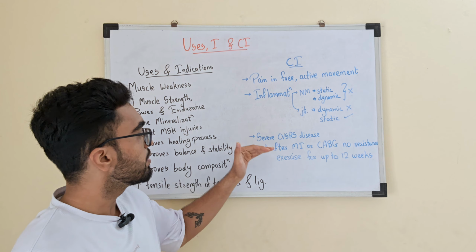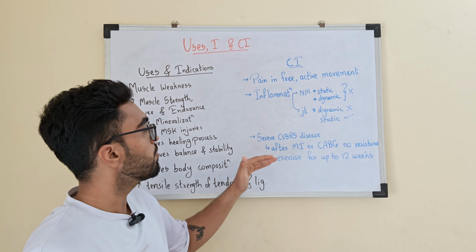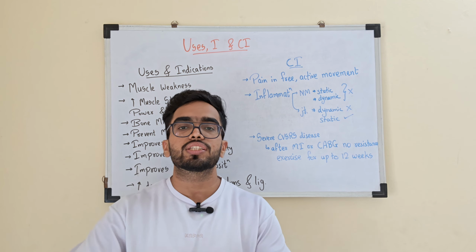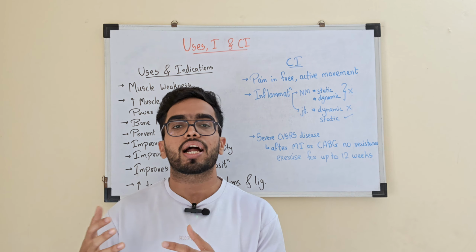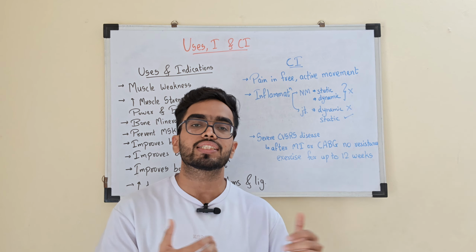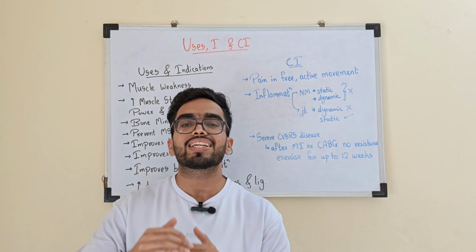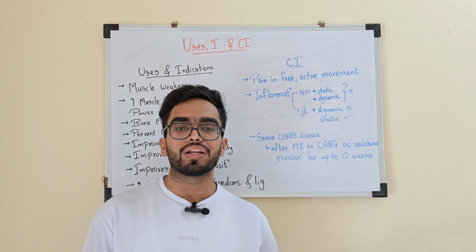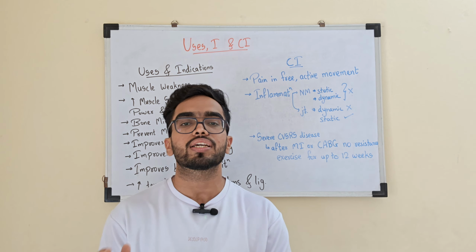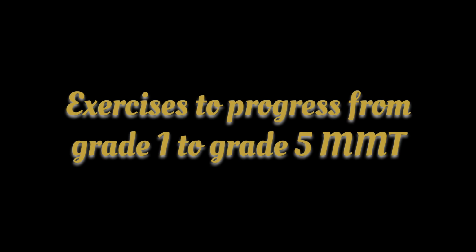Okay. Next is severe cardiopulmonary disease, that is CVSRS disease. So in conditions like myocardial infarction or coronary artery bypass surgery, that is CABG, we should avoid giving resistance exercises for up to 12 weeks or until the physician gives a green flag for the resistance exercises.